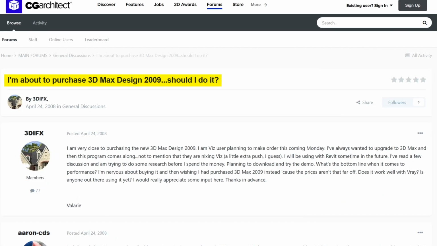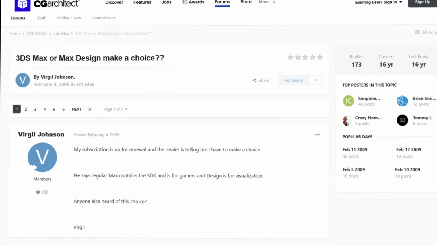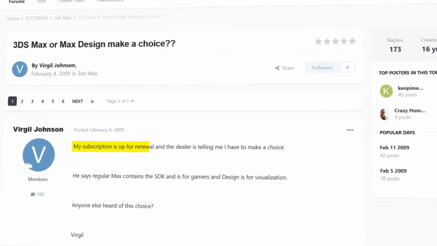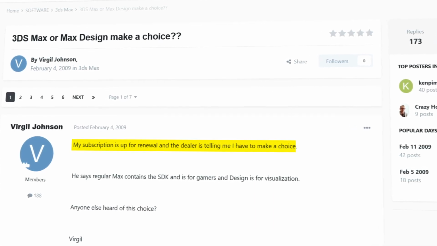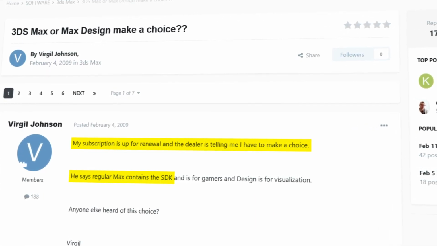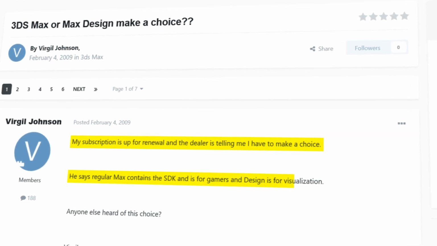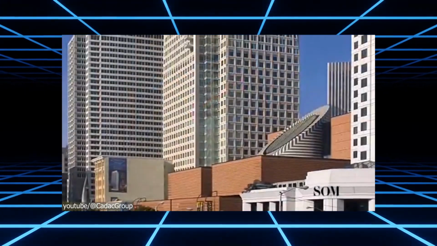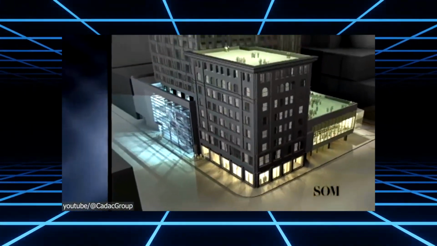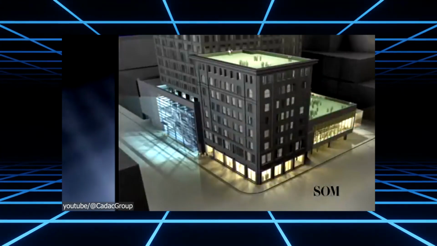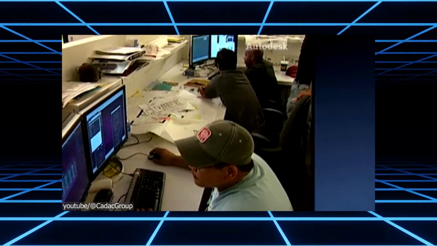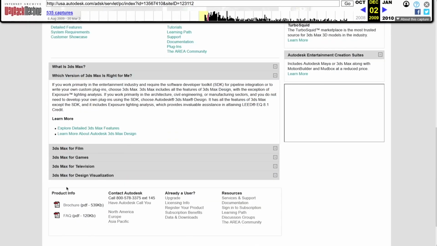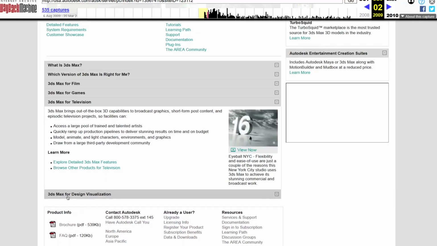Upon reviewing his subscription in 2009, one user was surprised to be told that he had to choose between the two versions. And he said, "My subscription is up for renewal and the dealer is telling me I have to make a choice. He says regular Max contains the SDK, and it is for gamers, and Max Design is for visualization. Anyone heard about this choice?" You see, back then, lots of 3ds Max users were asking these kinds of questions, because it was new and confusing. There were also typical reactions at the time like this: "There are two 3ds Max products now, what's the difference?" In reality, there were very few differences, but let's take a look at them anyways.